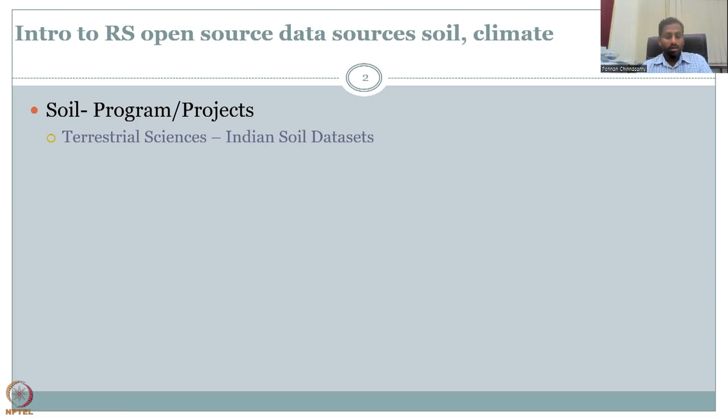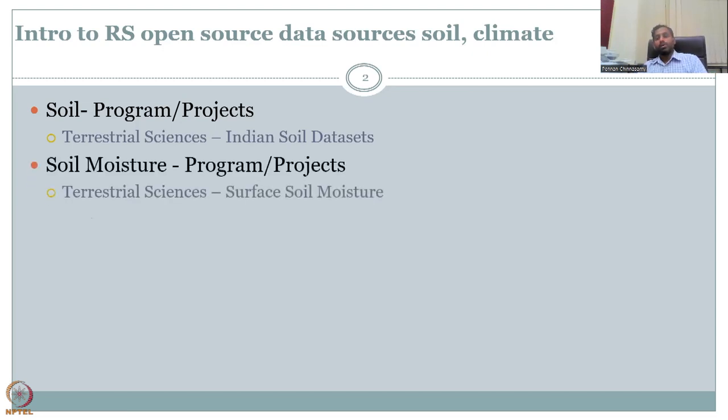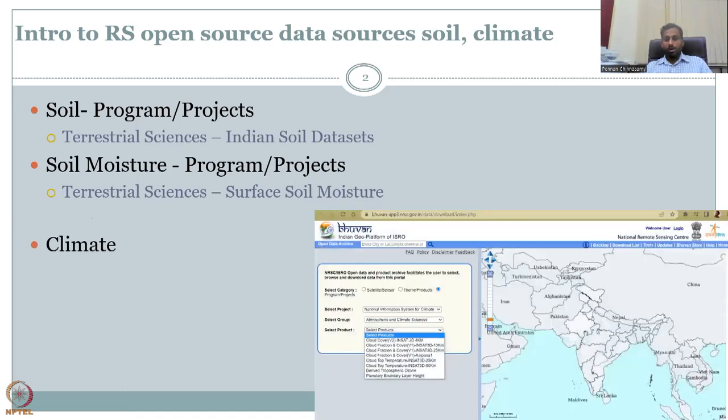In that note, we have looked into the Indian soil databases, which are being archived in the Bhuvan portal. We will also look at the soil moisture data that is being stored in the database. And provided time, we will also be looking at the climate variables. So this is how it looks.